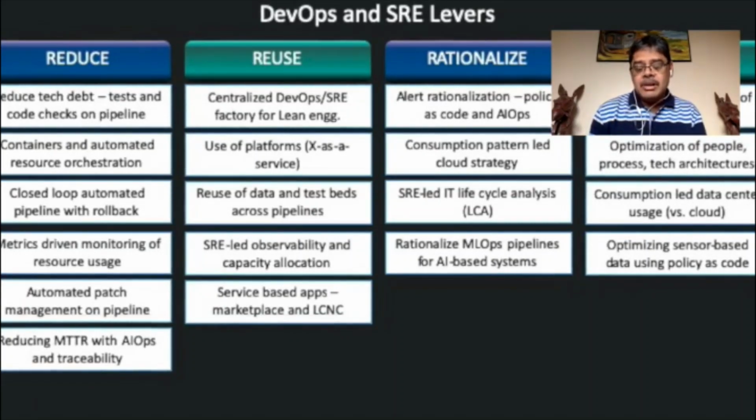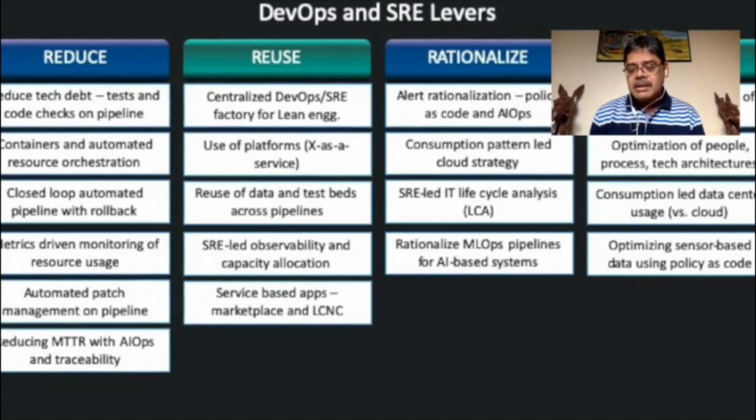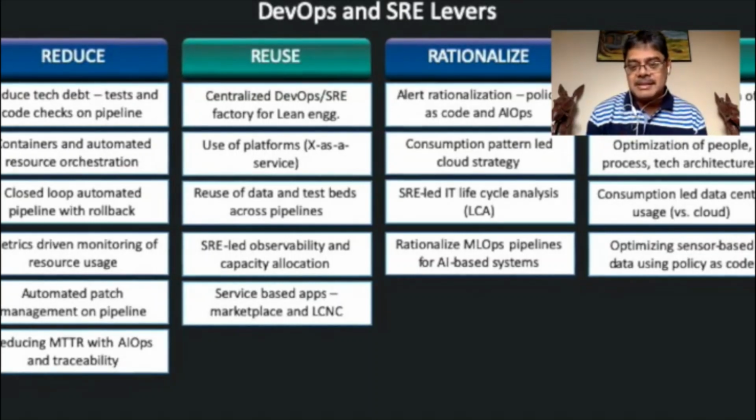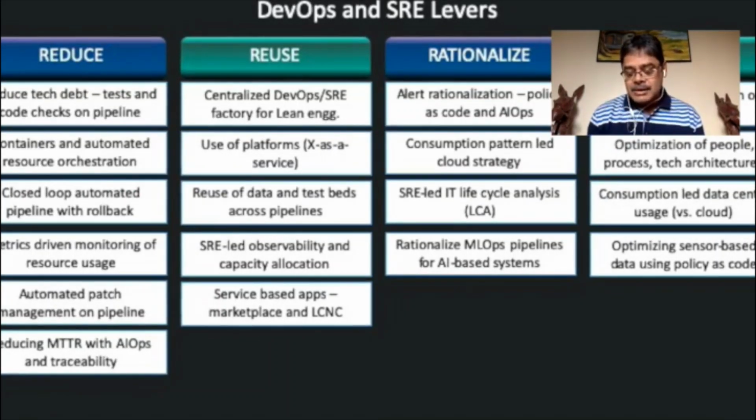So rationalizing MLOps pipelines for AI-based systems. How do we do that? Because if you look at traditional AI as an industry, as an important component of IT, AI consumes a lot of resources when they run. So how do we rationalize itself? AI rationalizes itself. Optimizing, it's about predictive visualization of target state IT. We are looking at optimizing the people, process, and technology architectures, reducing the overall cycle time, reducing a lot of things, increasing quality of software, increasing a lot of reusability.